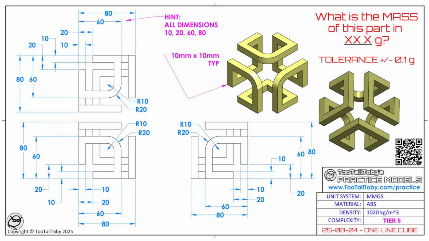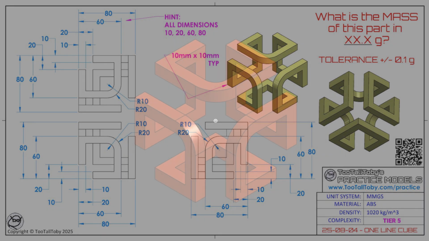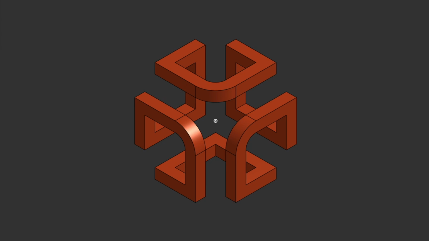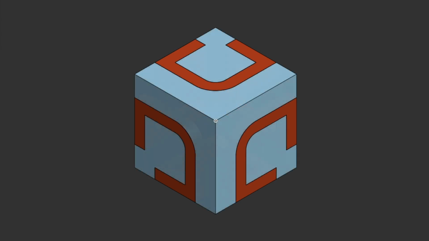Too Tall Toby's practice model 25080 one-line cube is very interesting from the point of view of symmetry. The circular symmetry of its structure is clearly visible in the isometric projection, but it is not easy to immediately understand how to create such a structure as simply as possible. Let's imagine that the given figure is a part cut out of a full cube.